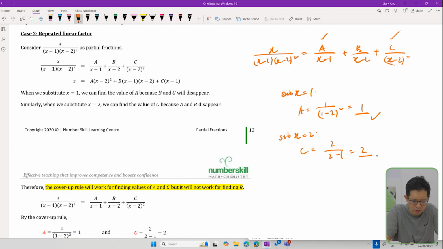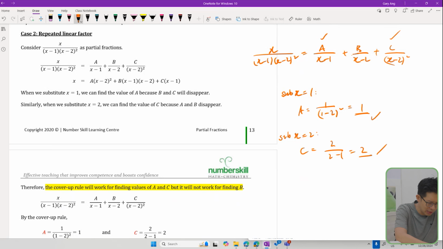Anyway, out of the 3 unknowns, you got 2, and these 2 unknowns by using the cover rule. To be honest, if you learn it well, you can actually do this in less than 1 minute. And usually when there are 3 unknowns, there are minimum 3 marks. You got 2 marks for finding the 2 unknowns in less than 1 minute. All that's left to do is to find B. And to find B, the cover rule doesn't work.